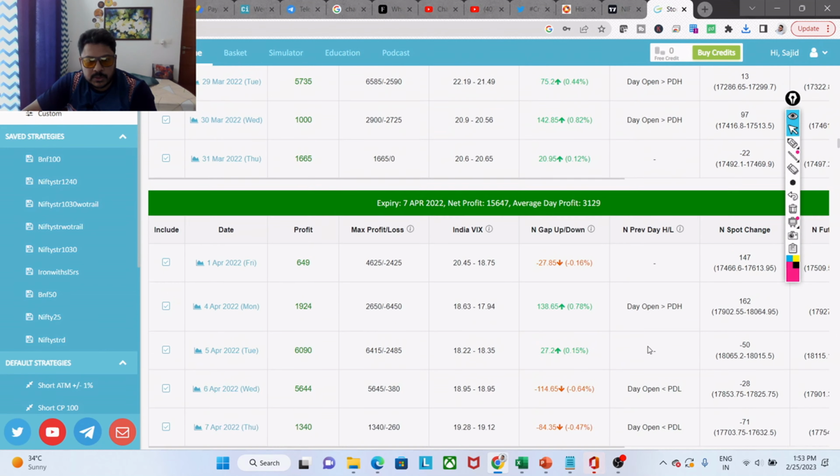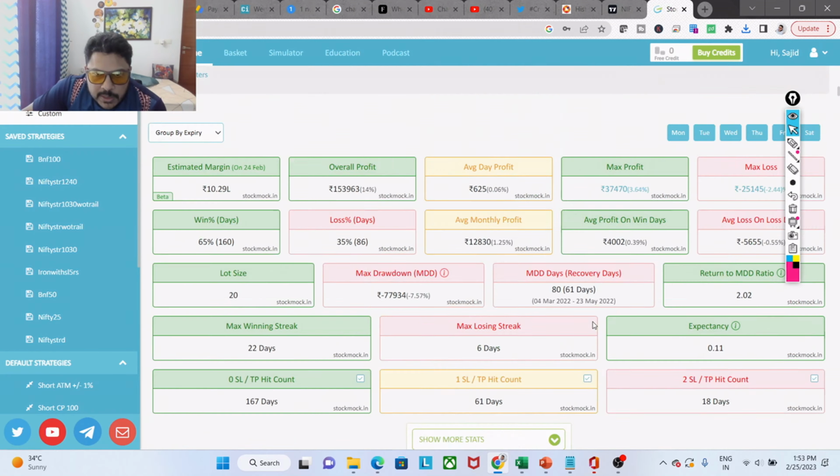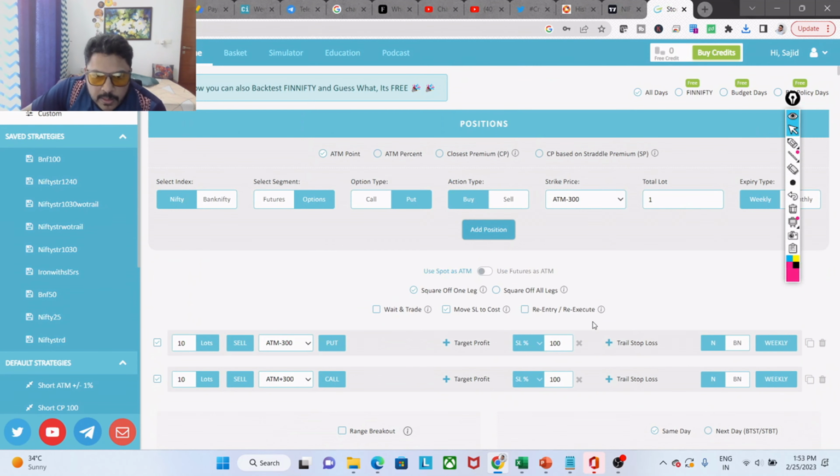Maybe you can use the earlier version, which is at the money call and put with 50% SL, so that one leg gets squared off, and the other leg moves to cost. So that's it, guys.